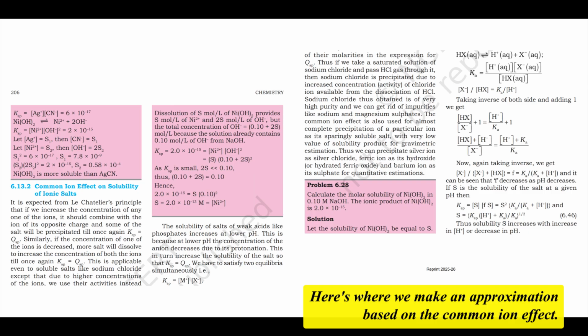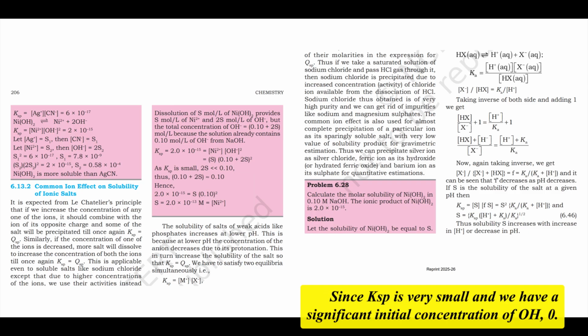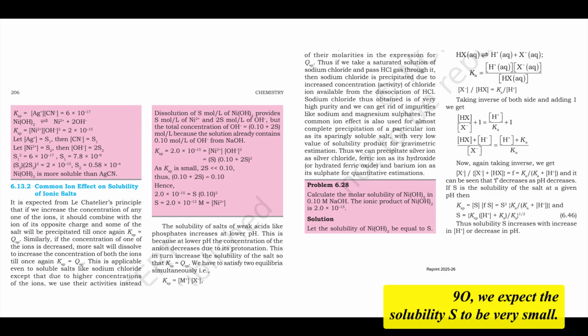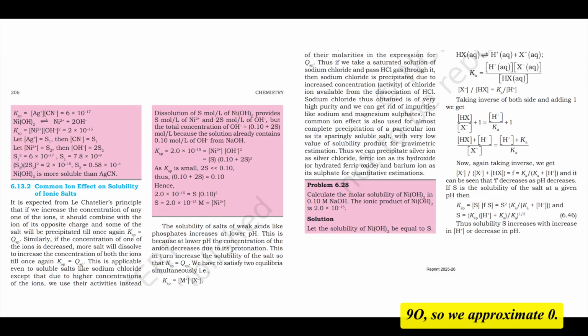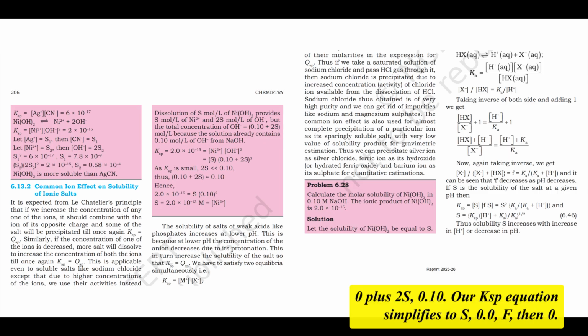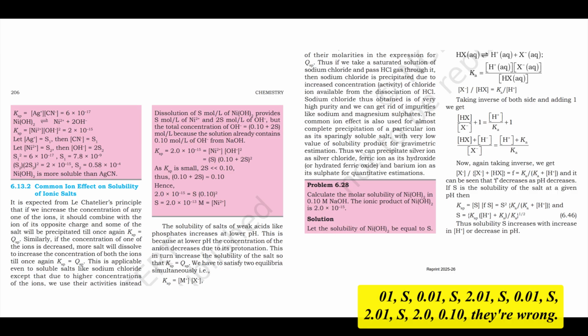Here's where we make an approximation based on the common ion effect. Since Ksp is very small and we have a significant initial concentration of OH⁻, 0.10 M, we expect the solubility S to be very small. If S is very small, then 2S will likely be negligible compared to 0.10, so we approximate 0.10 plus 2S as 0.10. Our Ksp equation simplifies and we solve for S.